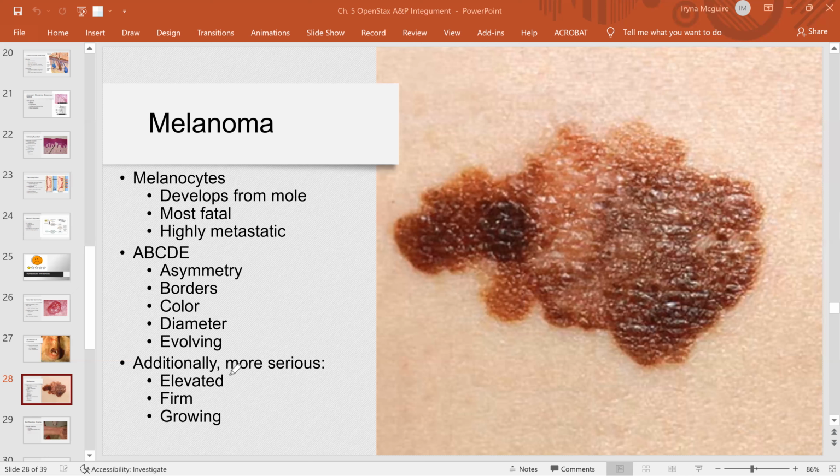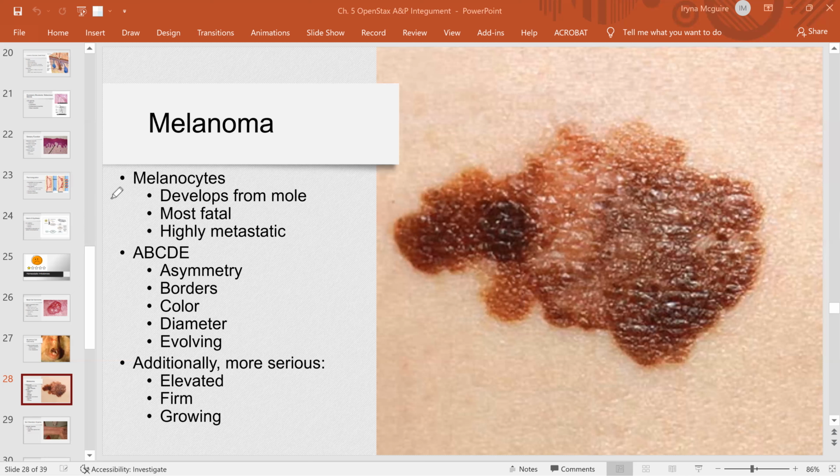And additionally, more serious is if it's elevated, if it's firm, if it's growing. That's evolving, actually, includes growing as well. Right, but you know, if the patient has some things that look suspicious, then a biopsy will be taken, and we will look at the histology slide and see how this tissue is changing to understand if it's cancerous or just a mole that doesn't look normal.